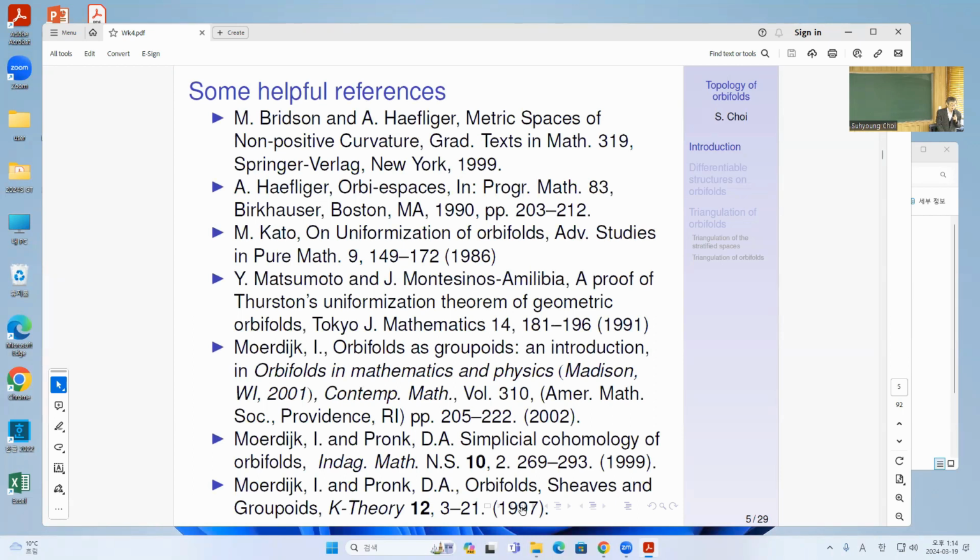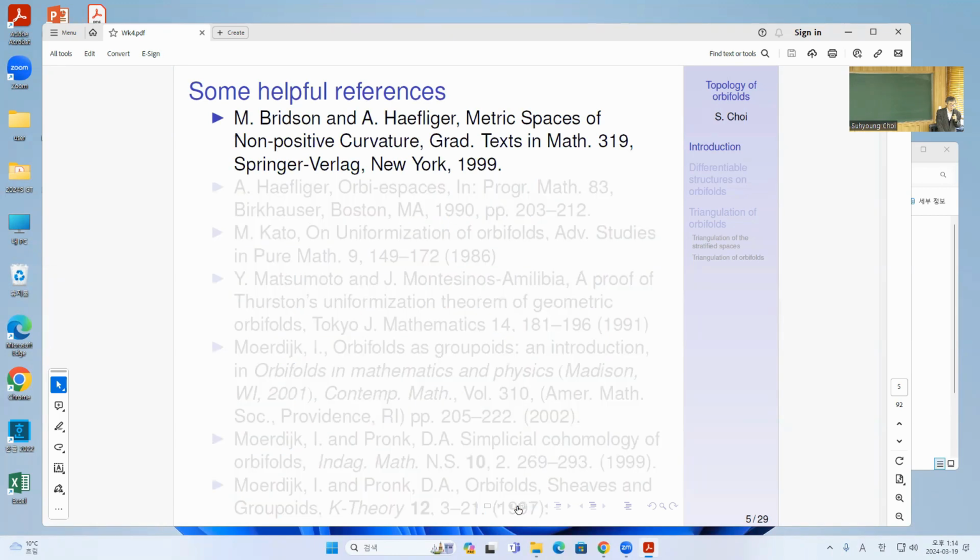And then maybe Kato had this old paper on uniformization of orbifolds, and these are all papers by Moerdijk and more basic. So this is a fairly rigorous, good paper here, and then they do these kinds of things. So it's useful to look at these papers by Moerdijk. Actually, he's from the Netherlands, so there are lots of people in the Netherlands doing mathematics also.